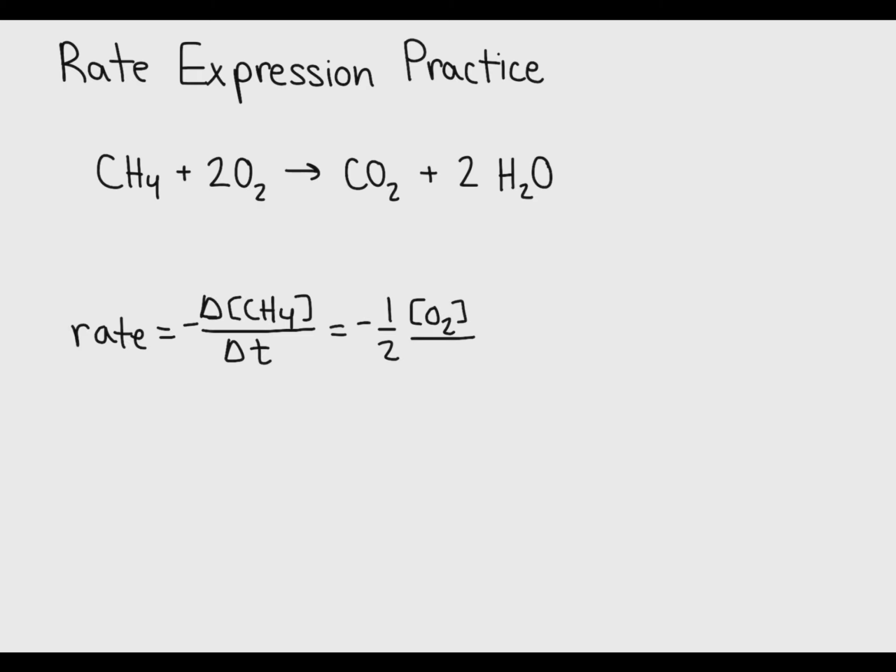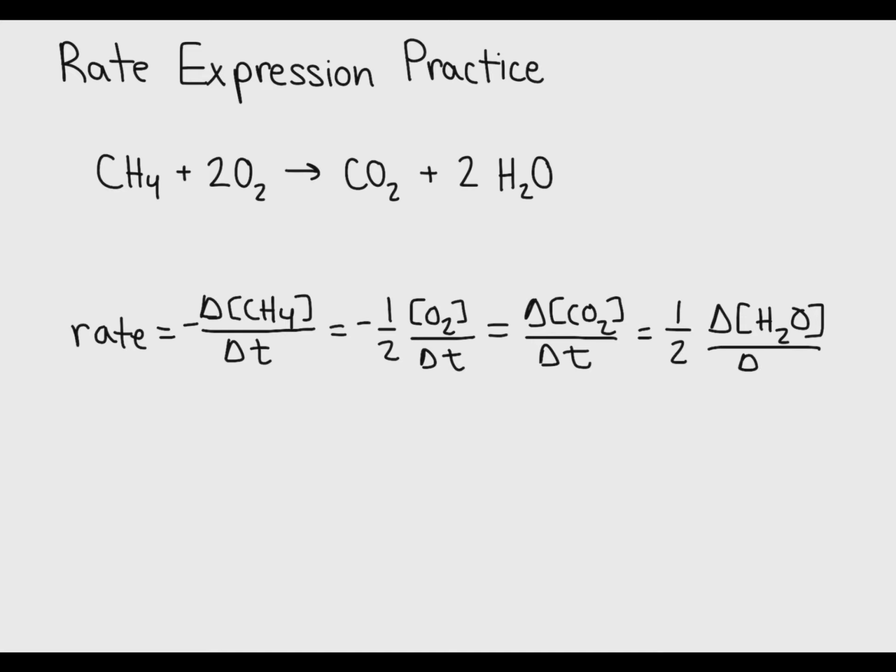There should be a delta symbol in front of that concentration of oxygen because it's change in concentration over change in time. Now I've got the change in the concentration of CO2 over the change in time, and again the coefficient is 1, and it's positive this time because it's a product. Finally, 1 over 2 because 2 is the coefficient in front of water, and I've got the change in concentration of water over change in time.